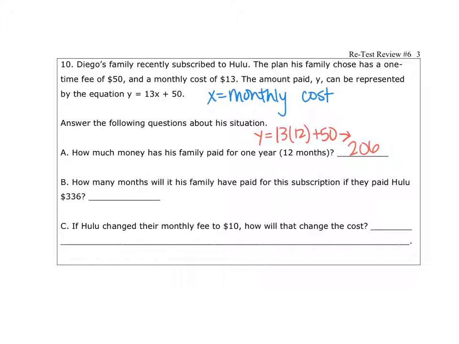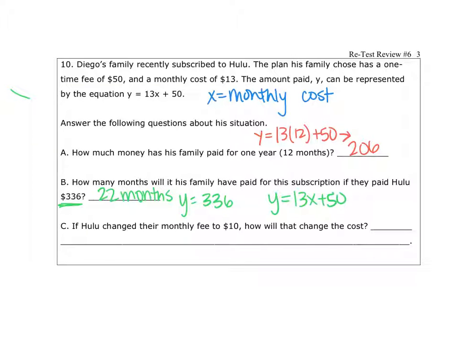Part B, how many months will his family have paid for the subscription if they paid 336? So this time y equals 336. So in y equals in the calculator, I'm going to plug in 13x plus 50. I'm going to click second table and look on the y's until the y's equal 336. And that happens at 22 months. So you do have to scroll a little bit.